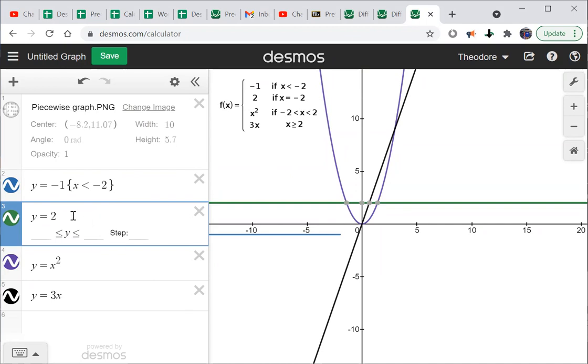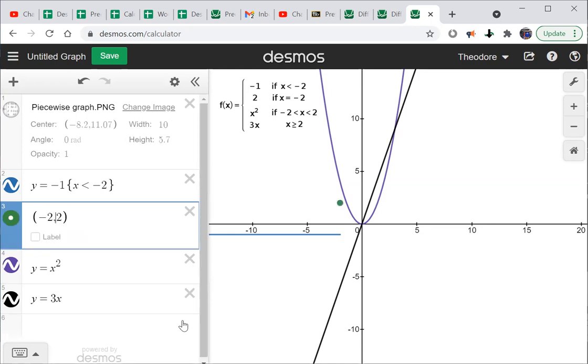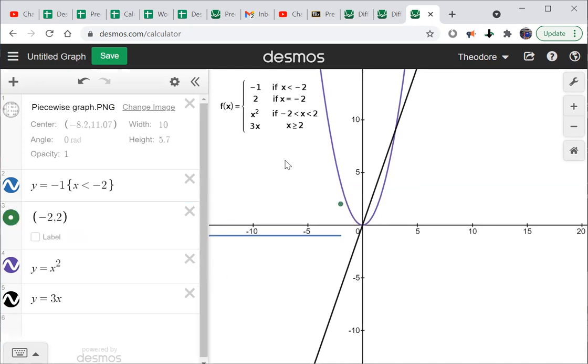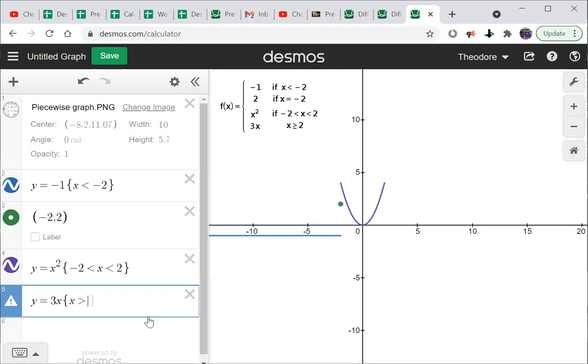All right. So that one, looking back on it, all you really have to do is type in the coordinate -2, 2, if I can actually get rid of some of this other garbage. You don't need any labels. X squared goes from -2 to 2. And 3x is going to involve a greater than or equal to symbol 2.